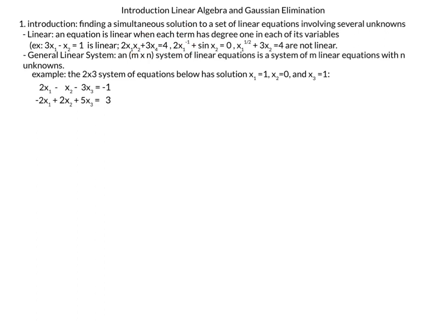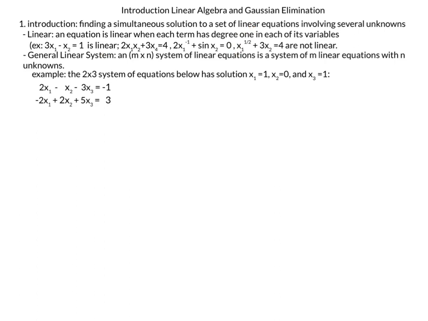Here we have x to the minus 1. Well, that also is not degree 1. And then the sine of x2, that totally makes it not linear. So both of these terms make this equation nonlinear. And x1 to the 1/2, that's also not degree 1. This term is degree 1, but the x1 to the 1/2 makes it nonlinear.